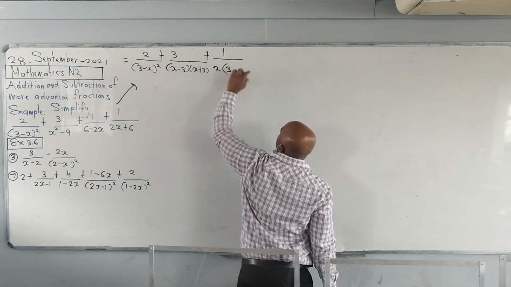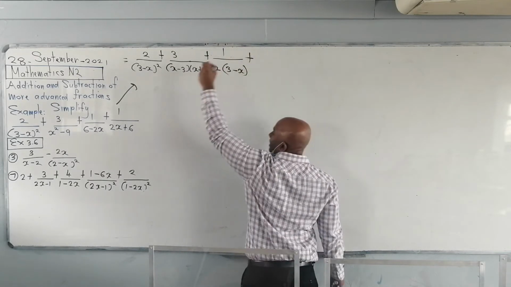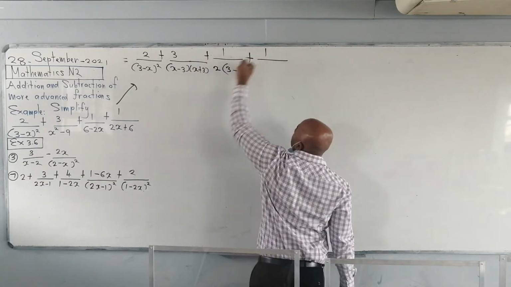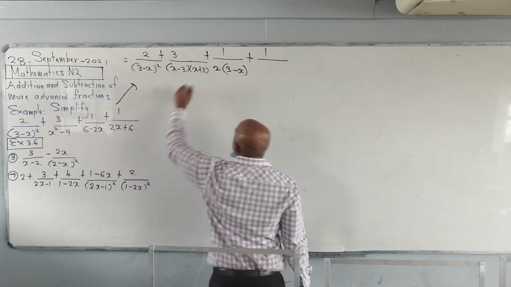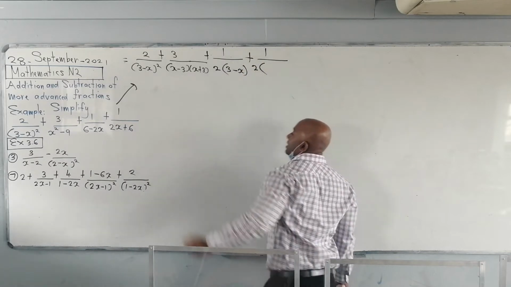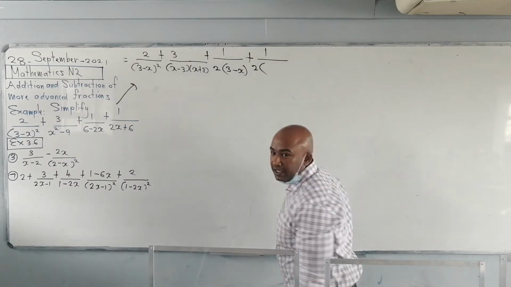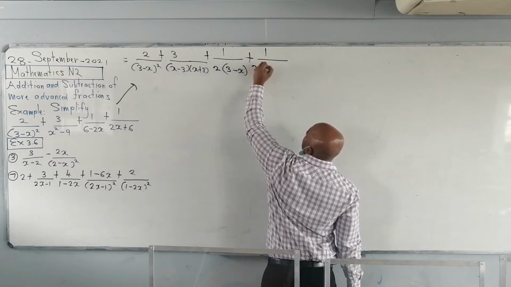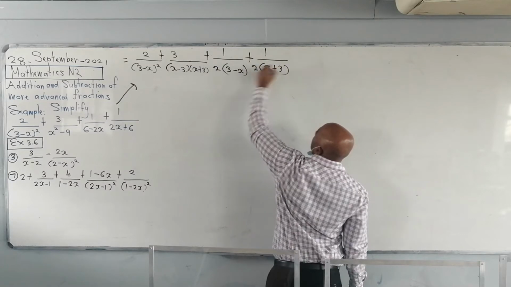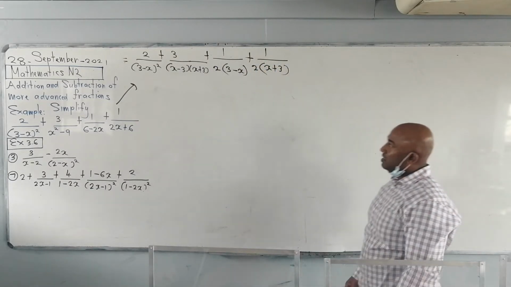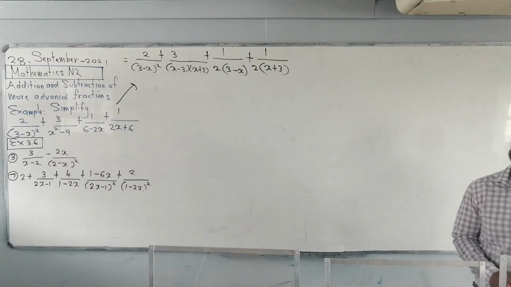Plus, I got my 1 all divided by 2x plus 6. I'll take out 2 as a common factor. What am I left with here? X plus 3. Alright, so now let's look at the factors that we have.